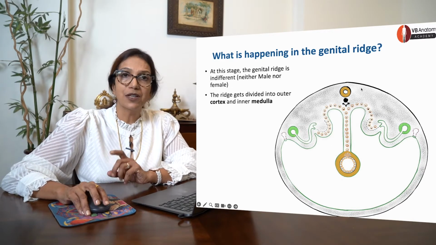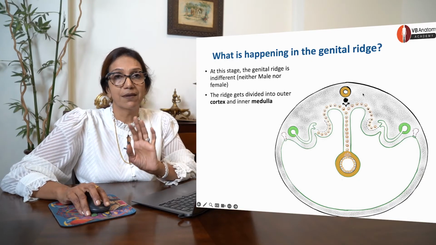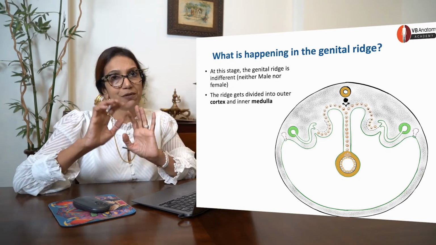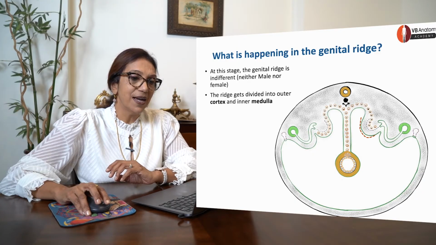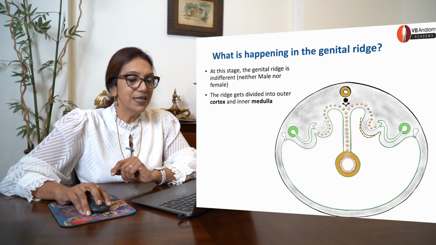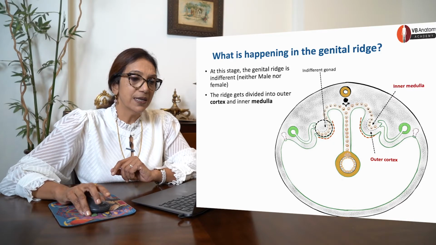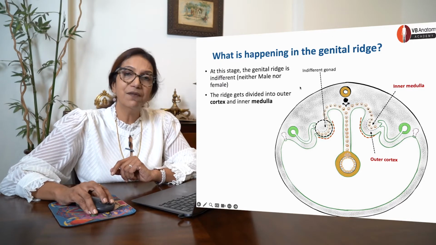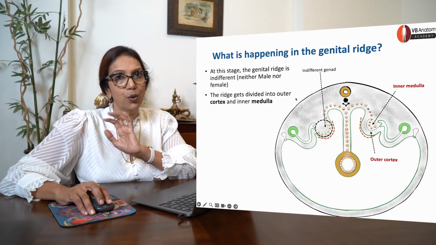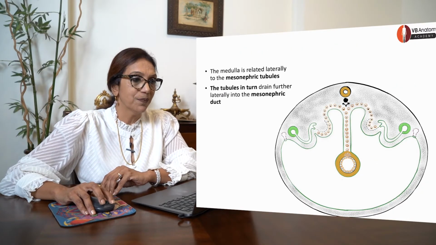At this stage, the genital ridge is indifferent. That means it's neither male nor female. It is just divided. This is your genital ridge. It's just divided into outer cortex and inner medulla. We know it's indifferent, but it's divided into an outer cortex and inner medulla.